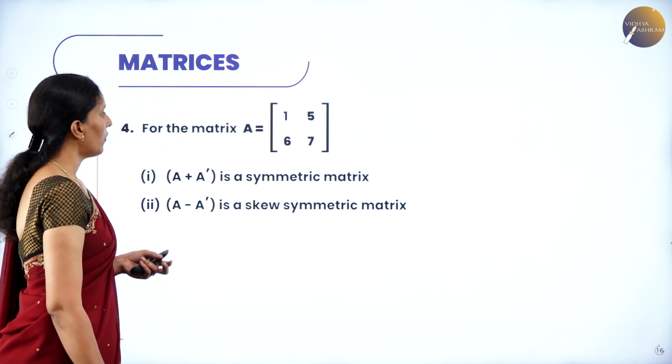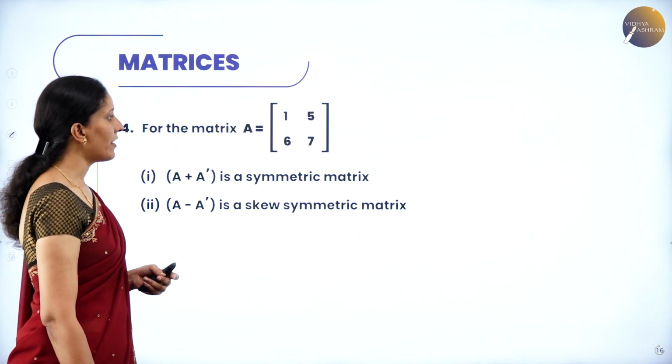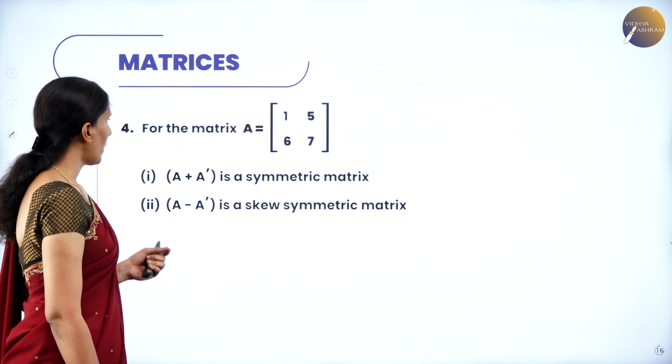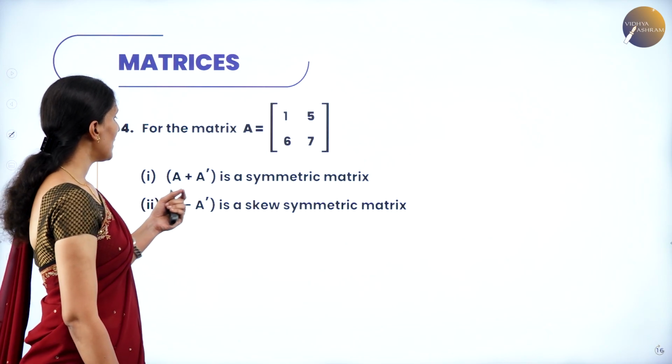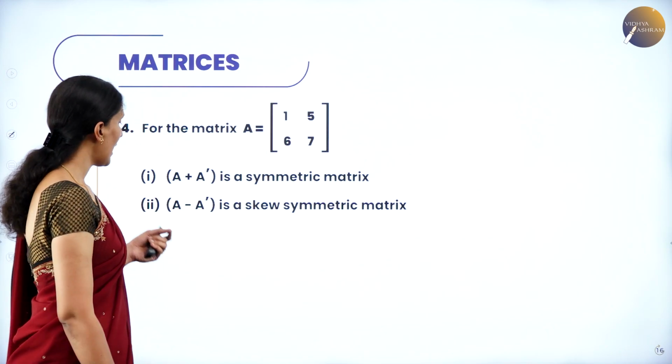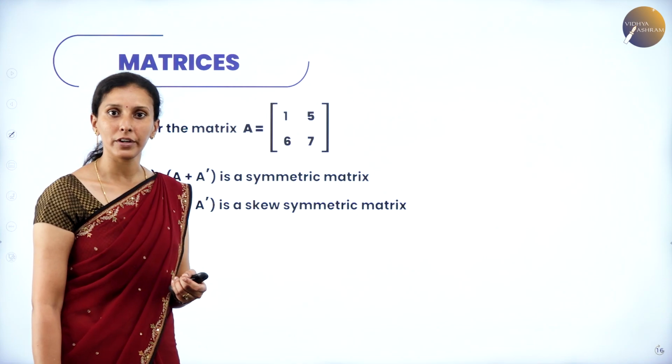Next question. For the matrix A equal to [1, 5; 6, 7], first we have to show that A plus A dash is a symmetric matrix and A minus A dash is a skew symmetric matrix.